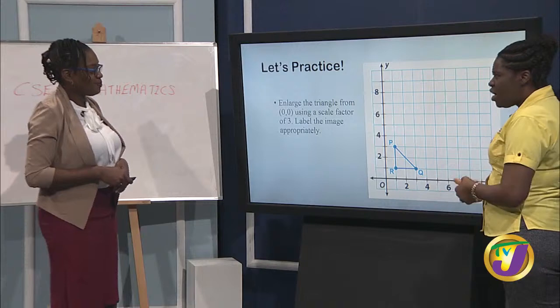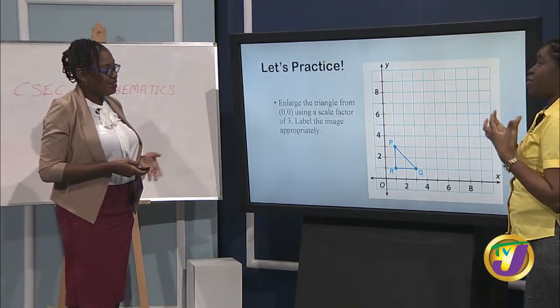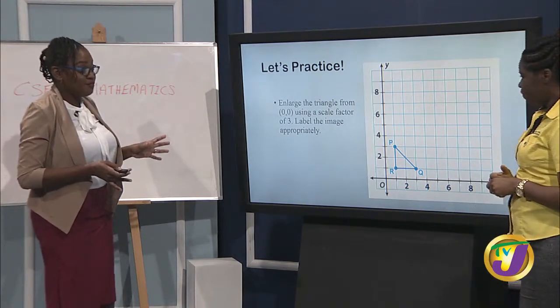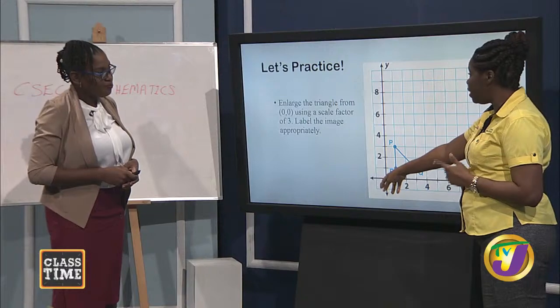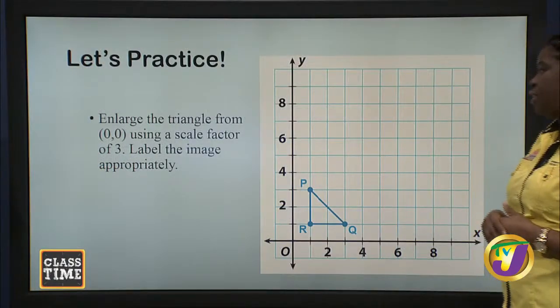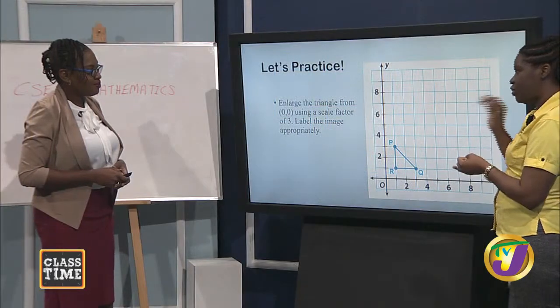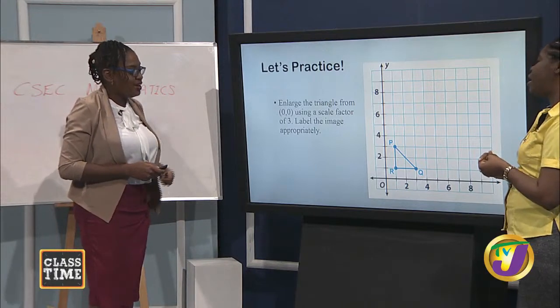All right, so we have spoken a lot about a lot of things. I think it's time for us to practice to see if we really understand what we have been talking about. All right, so here's our first example. We want to enlarge the triangle from the origin using a scale factor of 3. And the origin here is our center of enlargement. So we have our center of enlargement and we have our scale factor 3. And those are the two important things that we need to do our enlargement.